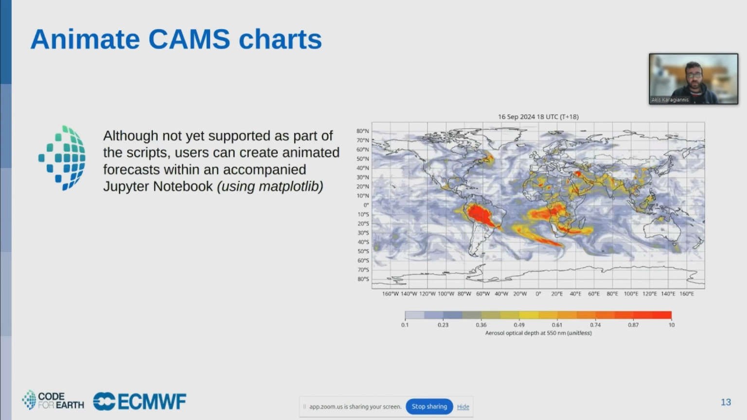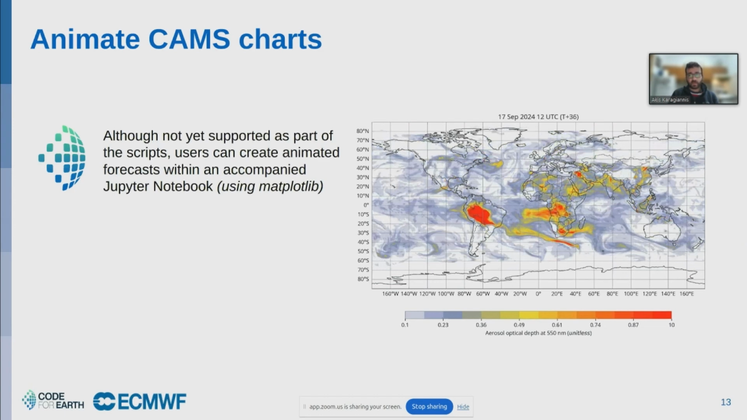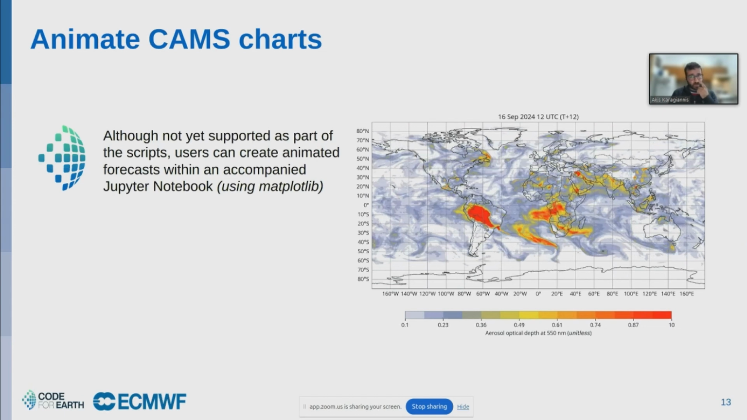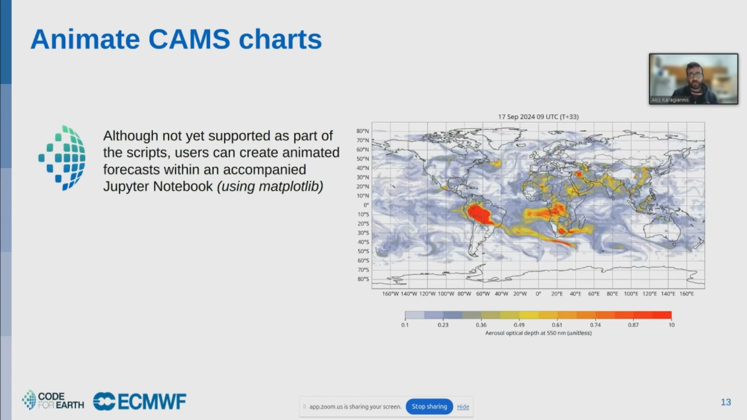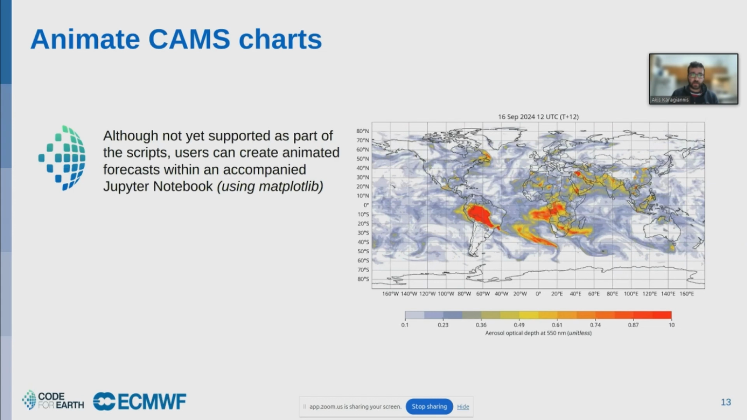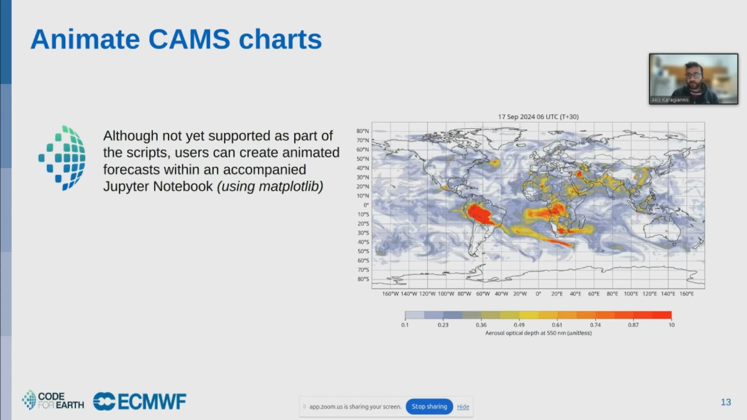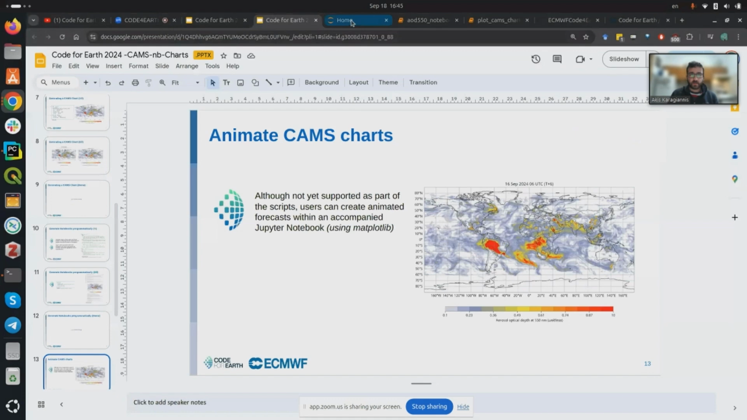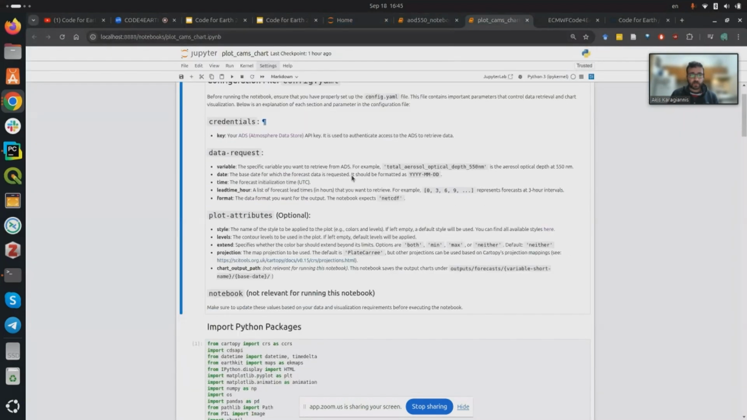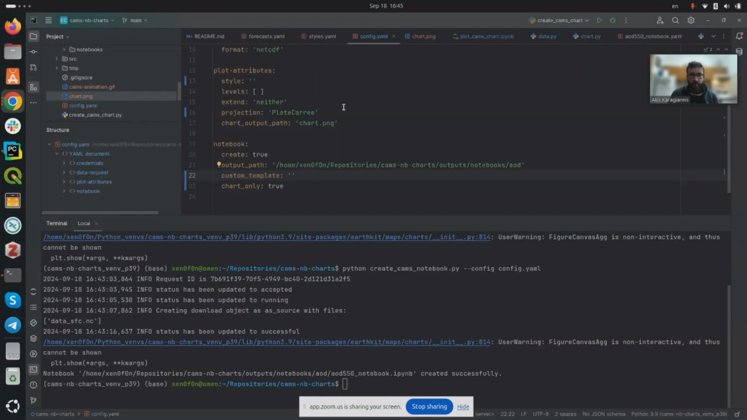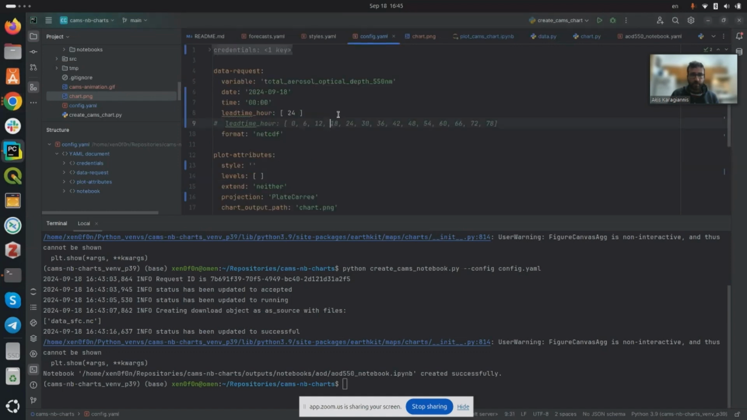So even though this is not in the actual scripts and the core utils, within the Jupyter notebook that I have added in the repo, you can generate these GIFs. Let me go, where is it? Here. Actually, not here. Sorry. Let me go here to the config and just, I changed the lead time hour to give 6-hour intervals, starting from today up to 78 hours ahead, right?